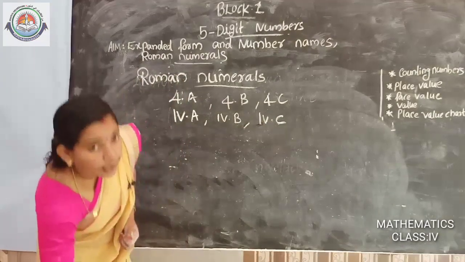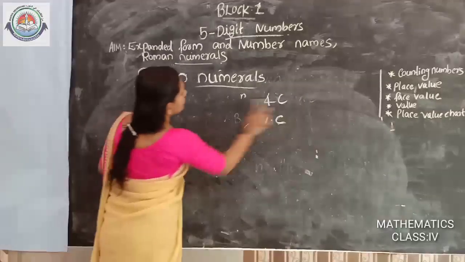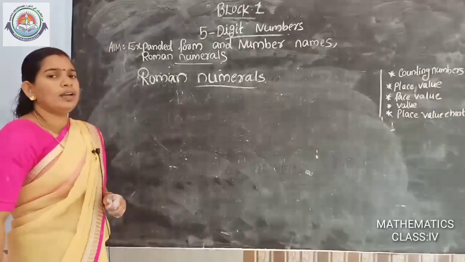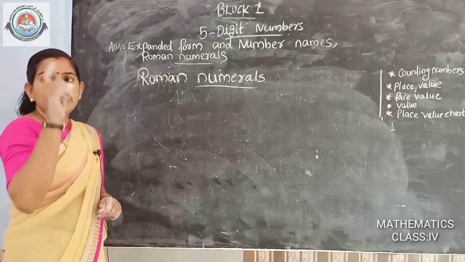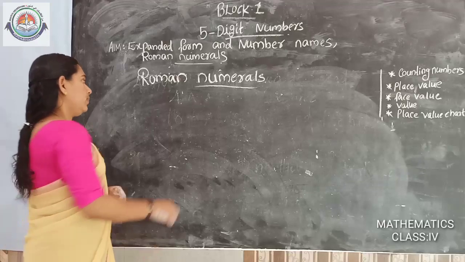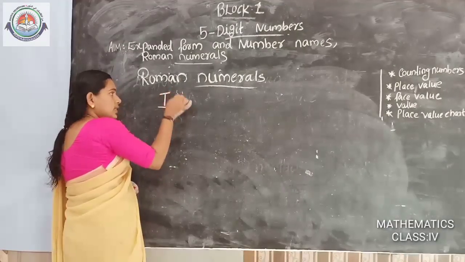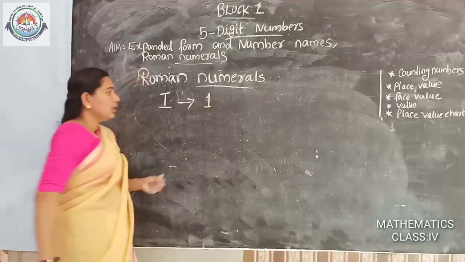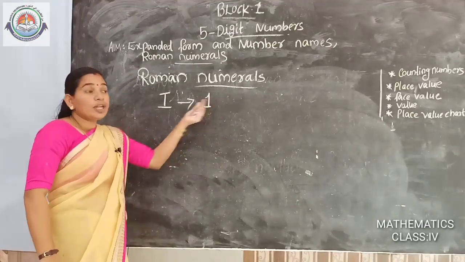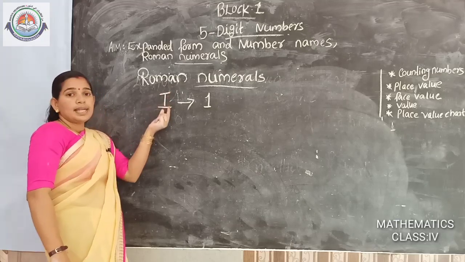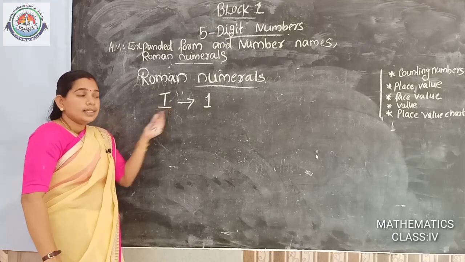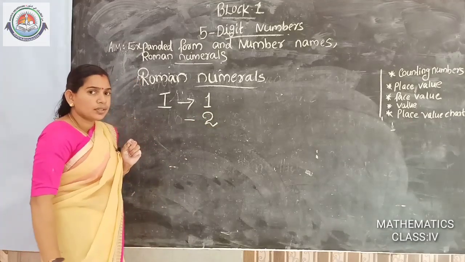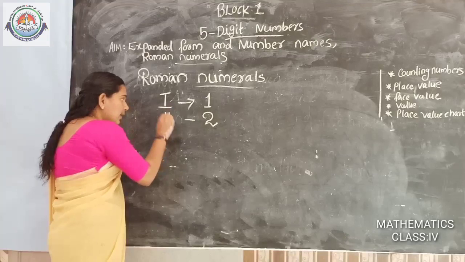Okay, we will check. The Roman numerals that you already used: in 1st standard, how do you write first, or the number 1? How do we represent the numeral of 1 in Roman numerals? Like this. Then 2. In second standard, how do you write? 2 lines are there.